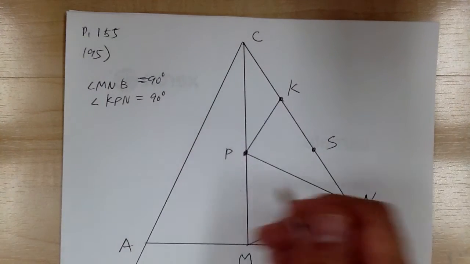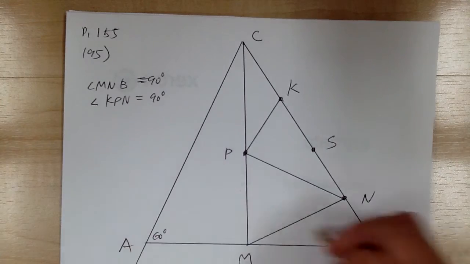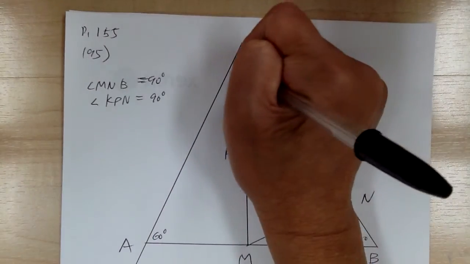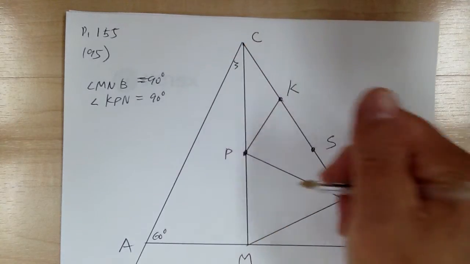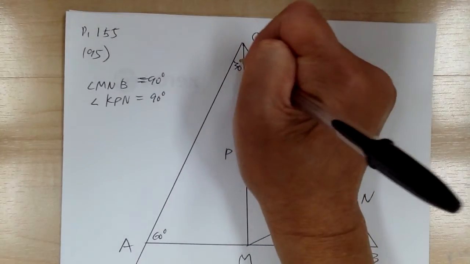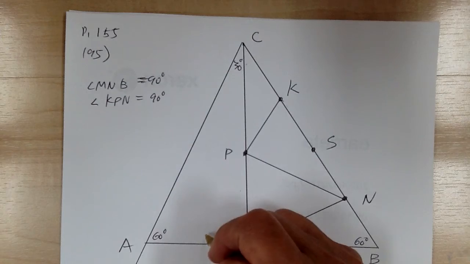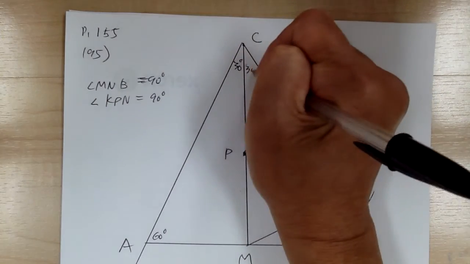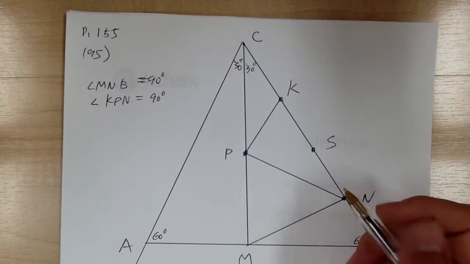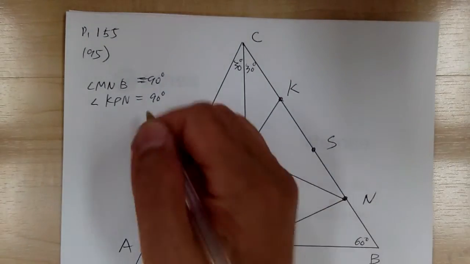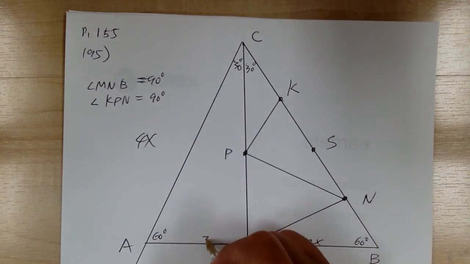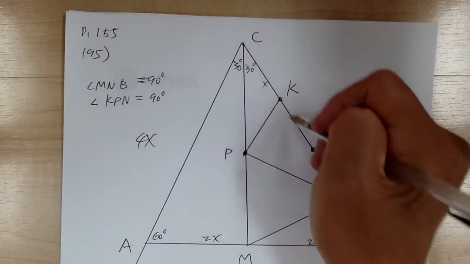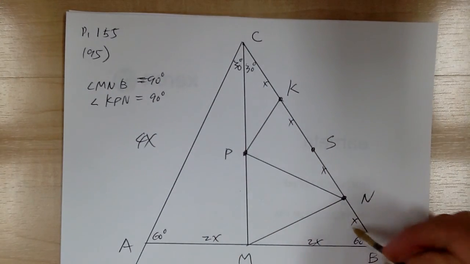Since this is an equilateral triangle, we know that this is 60 degrees, and this goes to the midpoint. Because it's an equilateral triangle, this would be cut in half, so this would also be 30 degrees. Since it's divided into 4 equal parts, I'm going to call this 4x. So this would be 2x, this would be 2x, and this would be x over here.